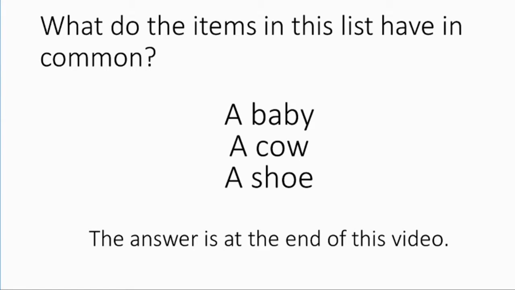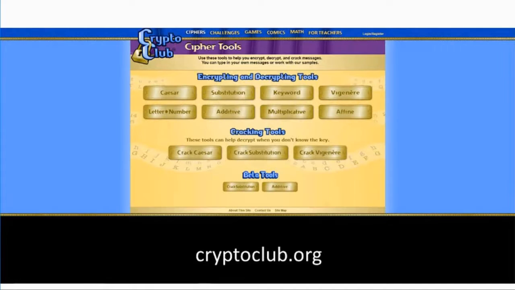What do the items in this list have in common? A baby, a cow, a shoe? We put the answer at the end of the video, so you have time to think about it.